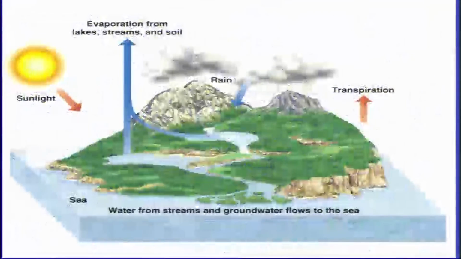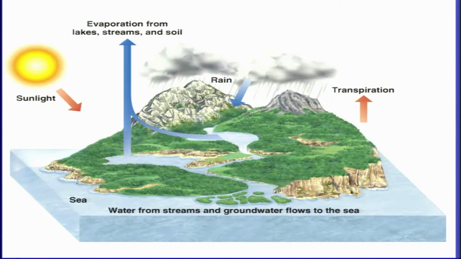Now, if we talk about one of the systems, the hydrosphere or hydrological cycle, we have the energy coming from the sun. If we have a water body on the surface, either an ocean or a river, there will be evaporation from lakes, streams and soil, and then there will be transpiration also through the vegetation. So what ultimately we get back is the rain.